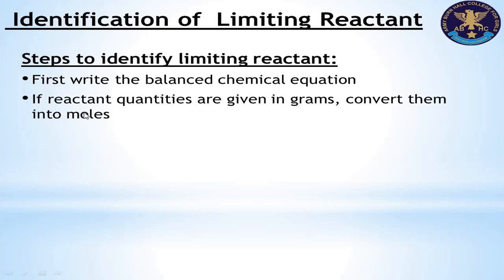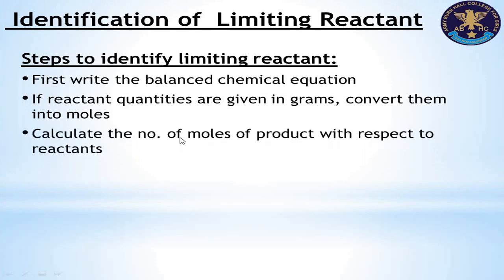After finding the moles of each and every reactant present in a reaction, you have to find the number of moles of product with respect to each reactant. That is, you have to calculate the number of moles of the product with respect to each reactant stoichiometrically. After finding the number of moles of the product, you have to locate which one of the reactants gives the least number of moles of product.